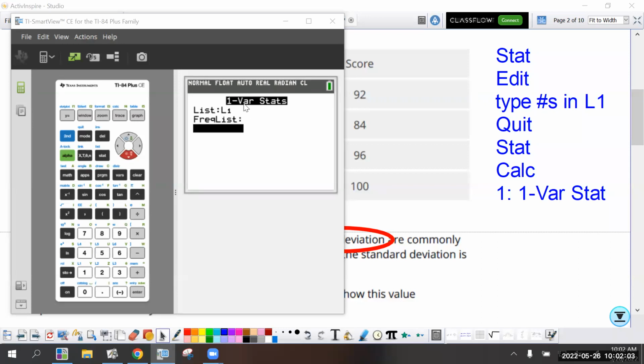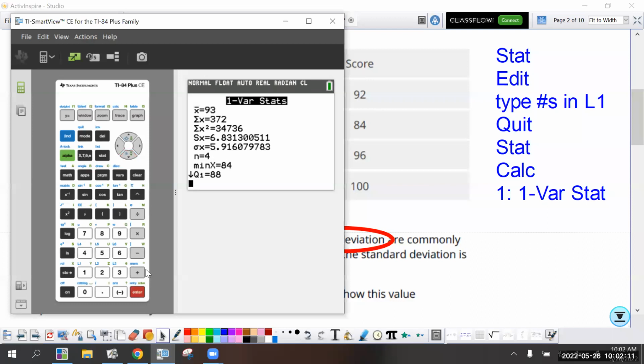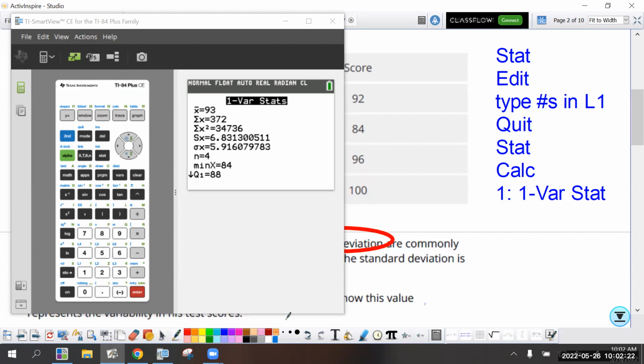So if you have an older calculator, your calculator won't give you this. These newer ones give us this extra stuff. I'm going to hit enter on calculate. And ta-da, there we go. So X bar, that's the average, that's the mean. So we're going to write that down. X bar for these test scores is 93. His average test score is 93.